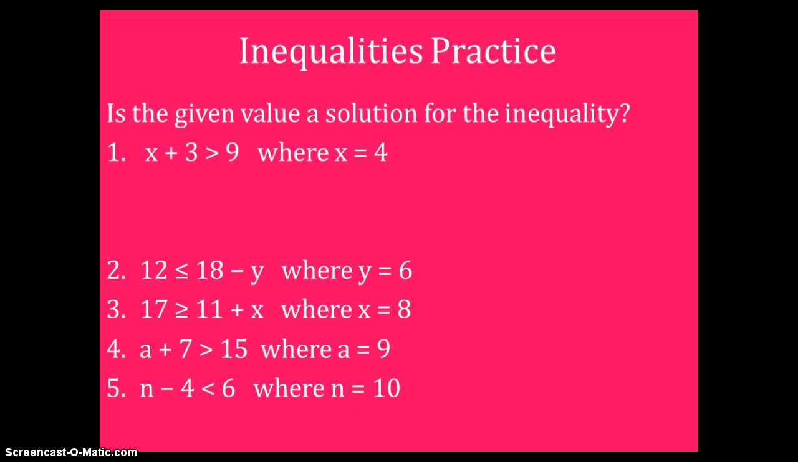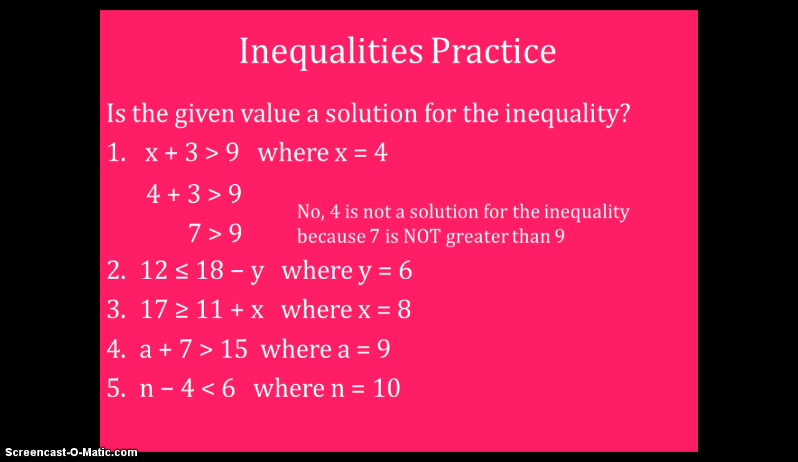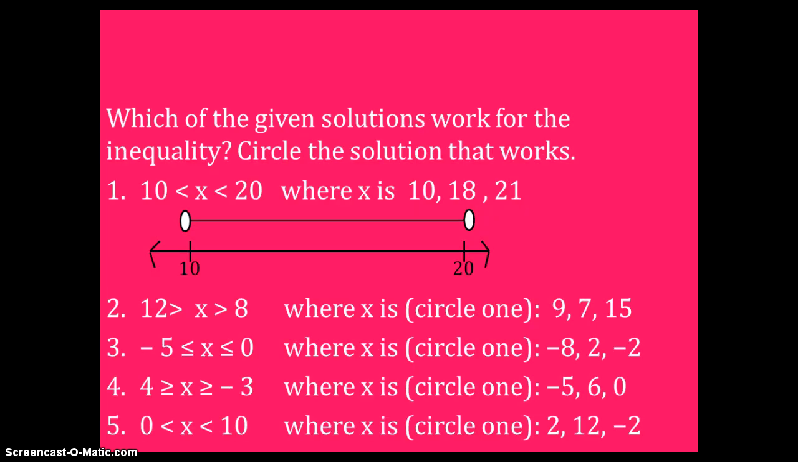So if we plug in 4 for x, we would have 4 plus 3 is greater than 9. And if we go ahead and add 4 plus 3, we would get 7. So 7 is not greater than 9. So no, 4 would not be a valid solution for the inequality because 7 is not greater than 9. You're going to do the next 4 on your own. Let's go ahead and take a look at the last part though.